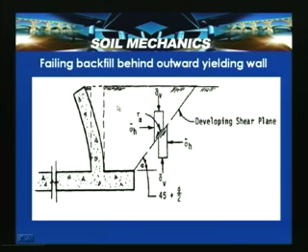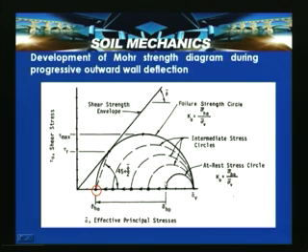Here a retaining wall yields away from the backfill, and this is the stress state at a particular element along the failure plane. We also discussed Mohr strength diagrams. Here the development of the Mohr strength diagram during progressive outward wall movement is shown. The vertical axis is shear stress and the horizontal axis is sigma. Initially this is the at rest stress circle, that is, the at rest conditions. Sigma h naught by sigma v is K naught, the coefficient of earth pressure at rest.